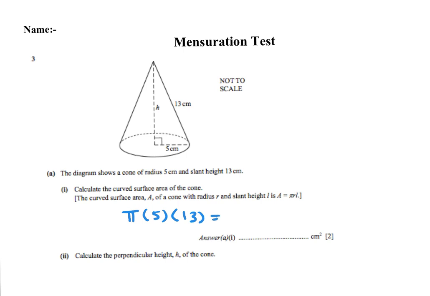So π multiply 5 multiply 13, 204.2. To 3 significant figures, we can write 204.